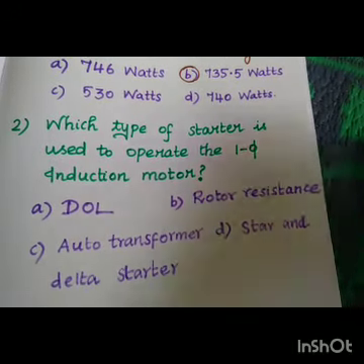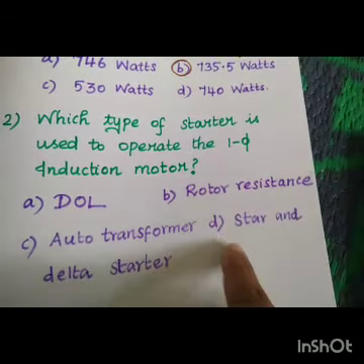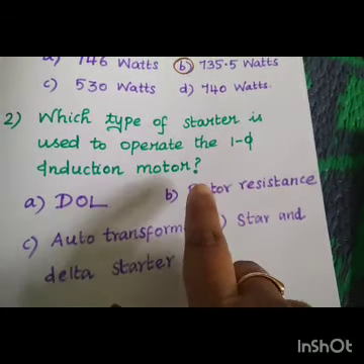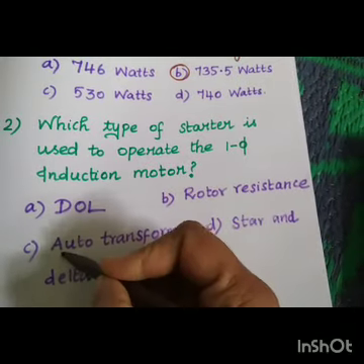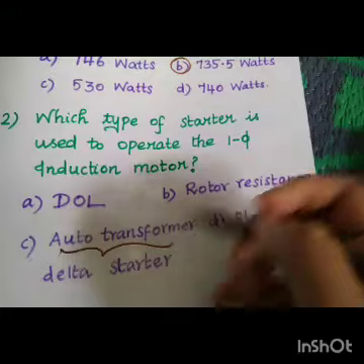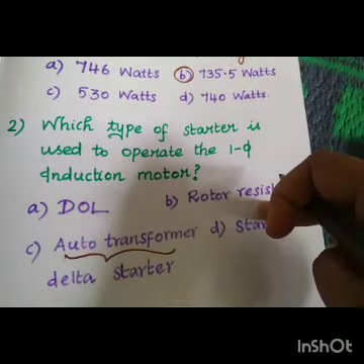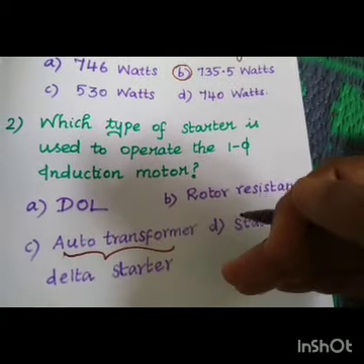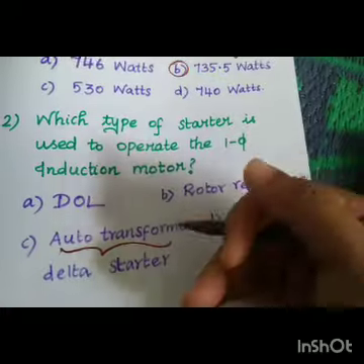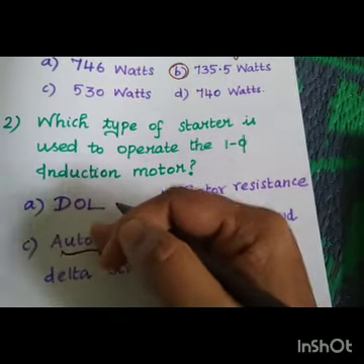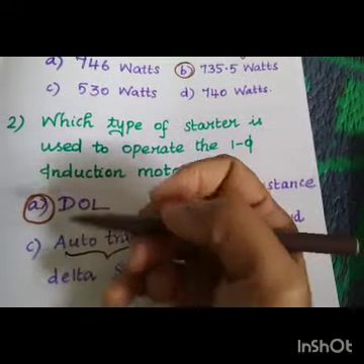Where do we use star delta? For 3 phase induction motors, we can use the star and delta starters. Auto transformer starters, for squirrel cage induction motors, we can use the auto transformer starter. The rotor starter we use for slip ring induction motors. So when reading a question, we should know what the different options given to you are and where each is applicable, okay? So DOL is highly applicable for the single phase induction motor. So your answer is the first option A, okay?